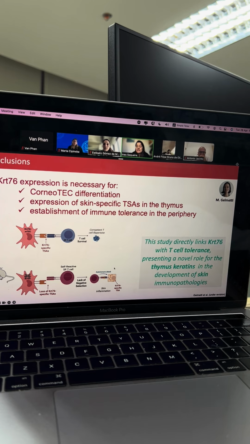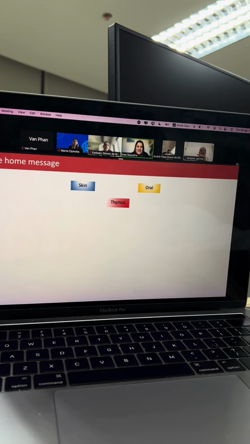So this is the first study that really directly links keratin 76, or any keratin, with T cell tolerance, presenting a novel role for the expression of keratins in the thymus and their importance in the development of skin immunopathologies.